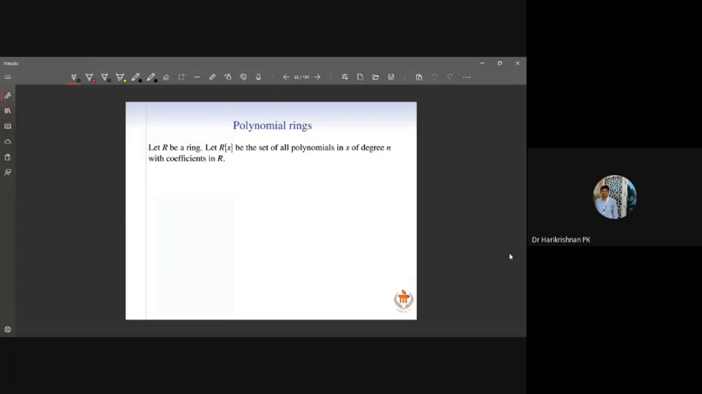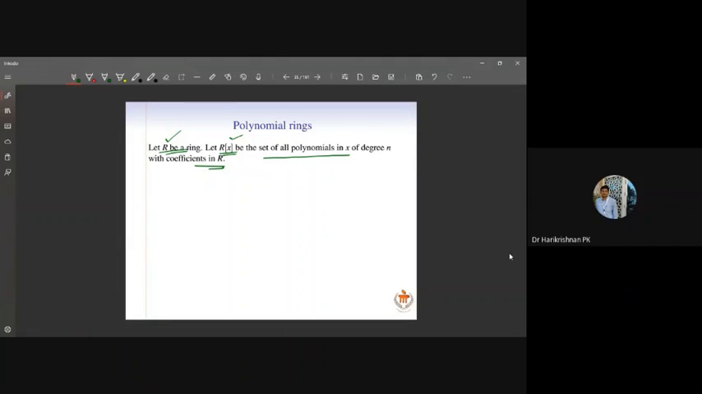Now I am going to some special types of rings. To define them, you take a ring R. Right now you have a ring in your hand. I am taking a notation here, R[x]. R[x] denotes all the polynomials in x of degree n. Then obviously the question will come, what should the coefficients be? The coefficients should be from the underlying ring R. So you take a ring R and take the set of all polynomials in x of degree n whose coefficients are from R. Now we have a collection R[x].